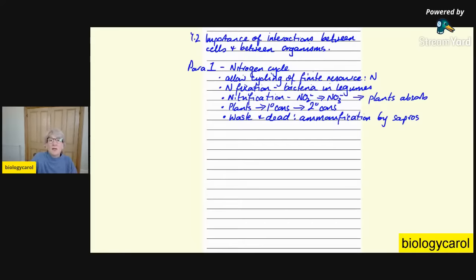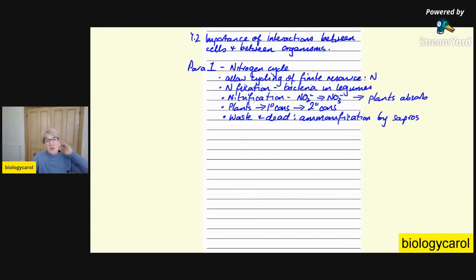So my first one I'm going to talk about is the nitrogen cycle. The first thing I would say is that it allows cycling of a finite resource, nitrogen. If nitrogen wasn't recycled, we would run out. Yeah, that could have come into the importance. Then I start. Now, this has got to be brief. Don't go into every bit of detail, but think about parts of the cycle that you can talk about and get the terminology in without spending the whole 30 or 35 minutes that you should take to write this essay on writing one paragraph.